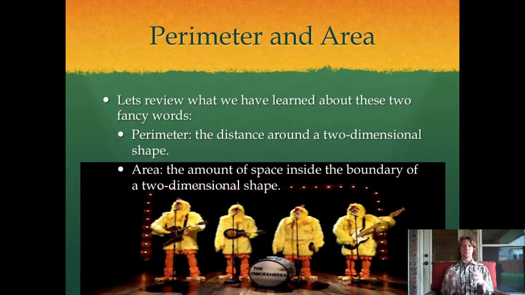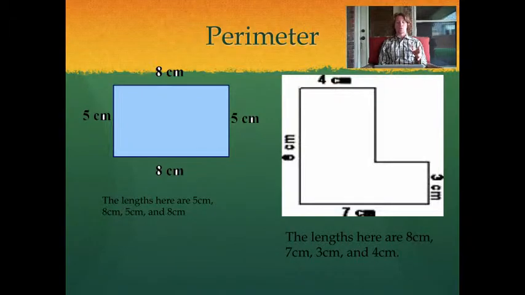So looking at perimeter, we're going to start by looking at a couple figures and just reviewing what we've learned about adding up perimeter and finding that distance. We've got this first shape. It's got a side that's 8 centimeters, a side that's 5 centimeters, another side that's 8 centimeters, and another side that's 5 centimeters. So this is a rectangle. I'm going to give you a second here. You can pause the video, whatever you need to do. Go ahead and find the perimeter of this shape.